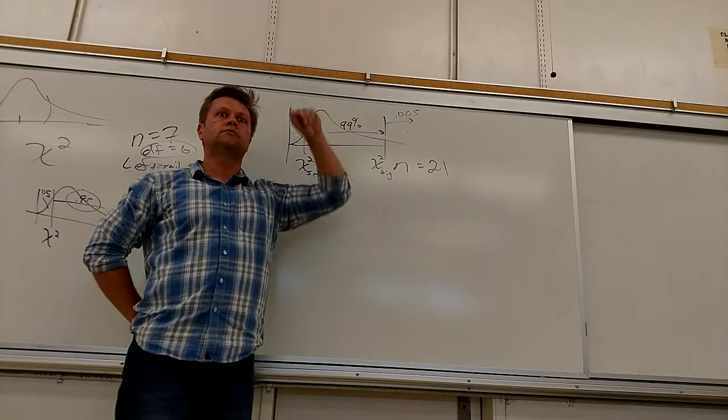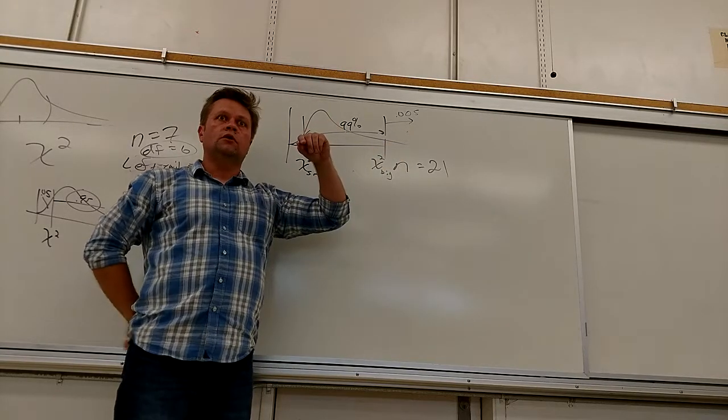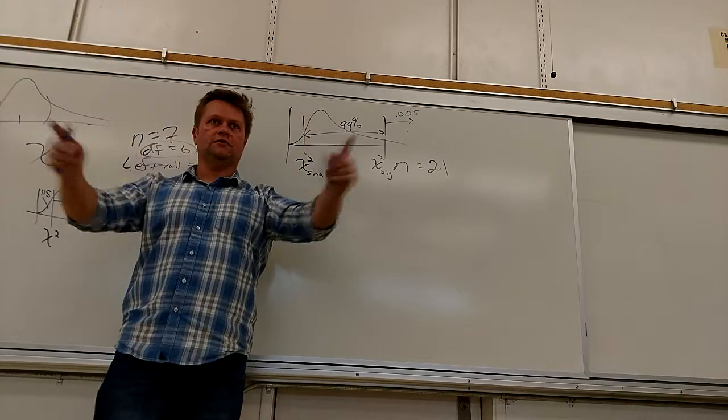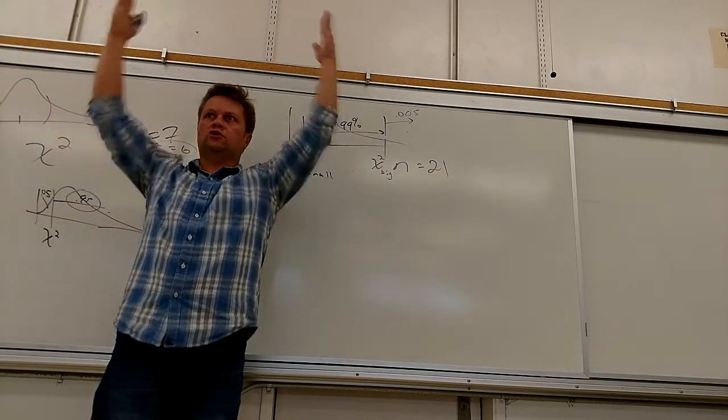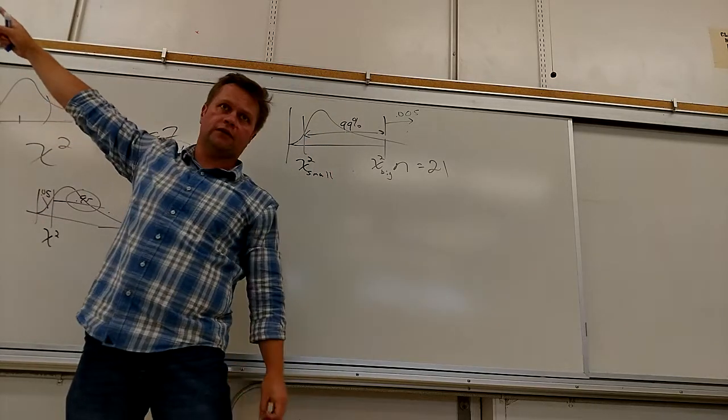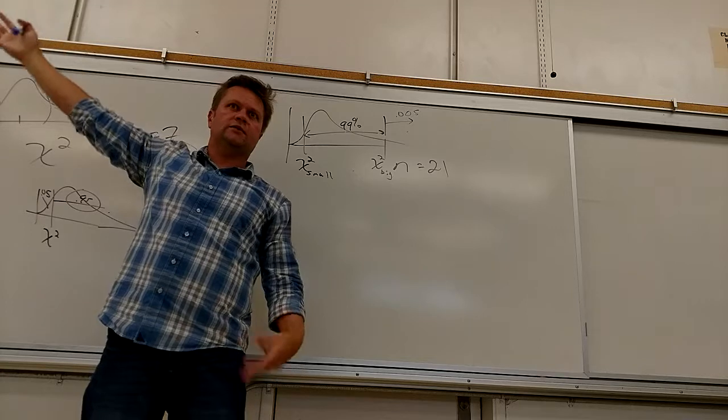Yes? It says it's still one tail, it's not two tails. It's a confidence interval. Confidence intervals are always two tails, because I'm chopping it like that. But the one or two tail doesn't even matter for this sucker. Do you see that? It's not set up that way.